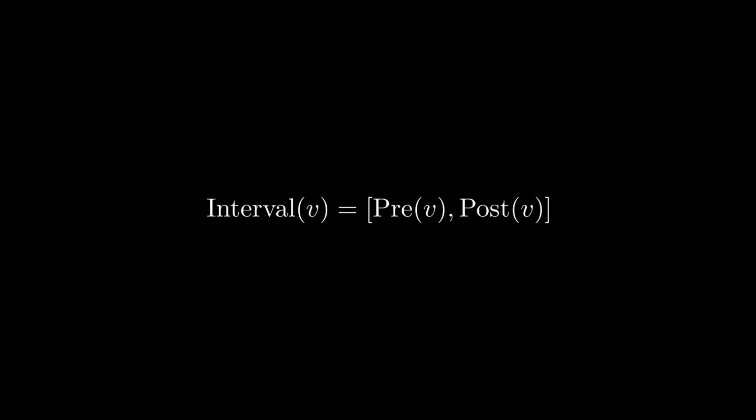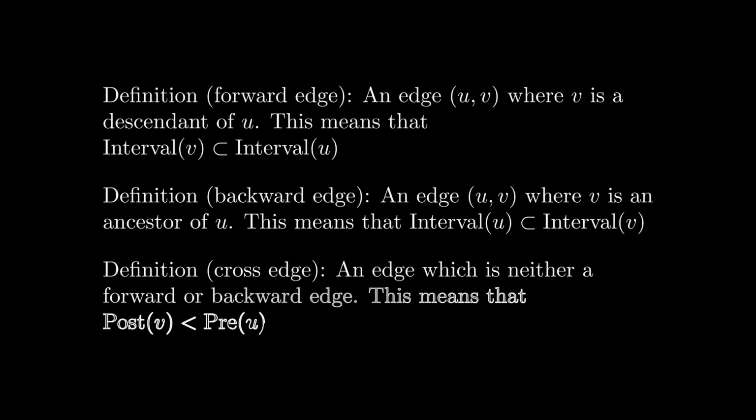We can then define a function interval of v, which returns an interval from pre of v to post of v. Using these intervals, we can actually classify edges into three main categories: forward edges, backward edges, and cross edges. A forward edge is an edge which points from a vertex in the tree to one of its descendants. You might also see this be distinguished from the notion of a tree edge, which is an edge that is directly included in the DFS tree itself. In either case, we have that interval of v is a subset of interval of u.